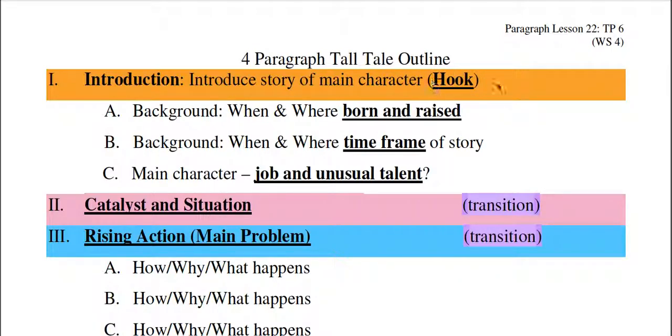This is where you want some kind of hook, some sort of figure of speech put in right there to pull your audience into the story. Then you're going to give the background of your chosen character and say when and where he or she was born and raised. And then also when and where regarding the time frame of your story.